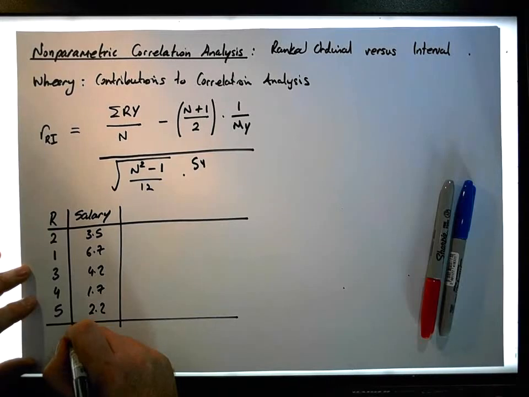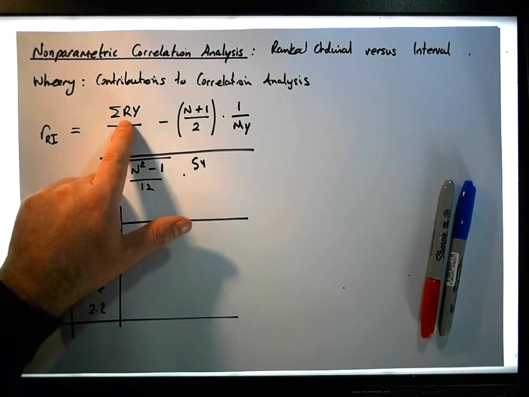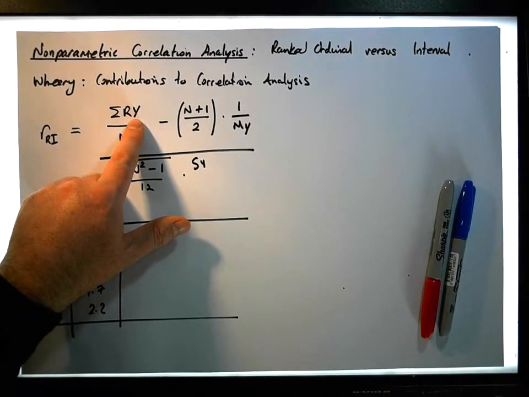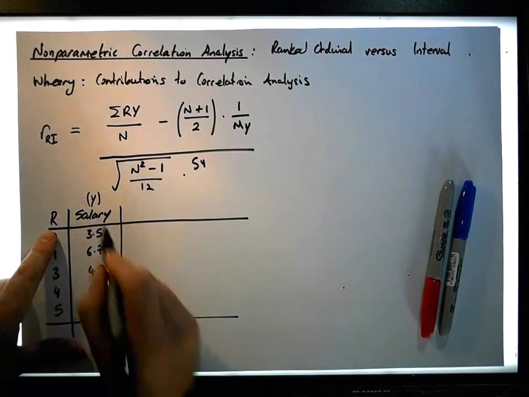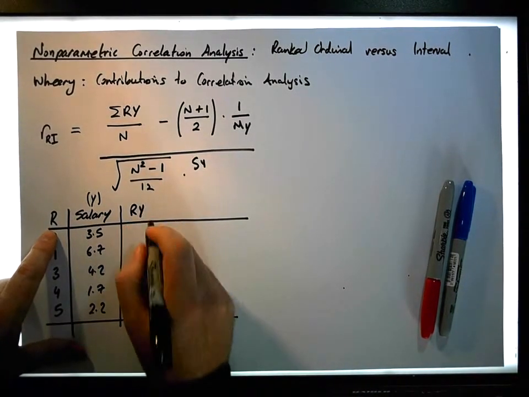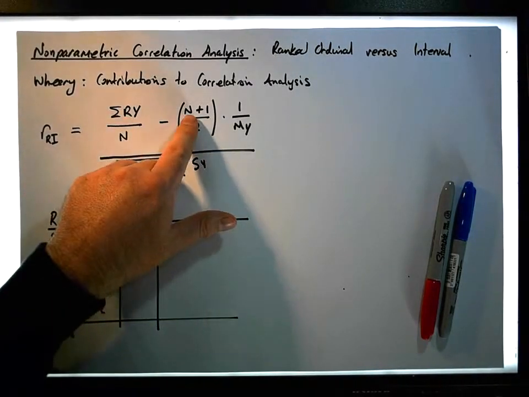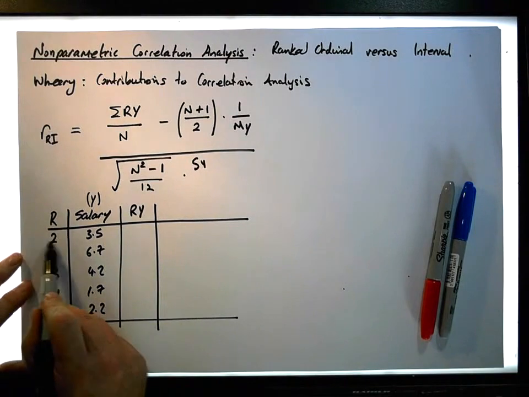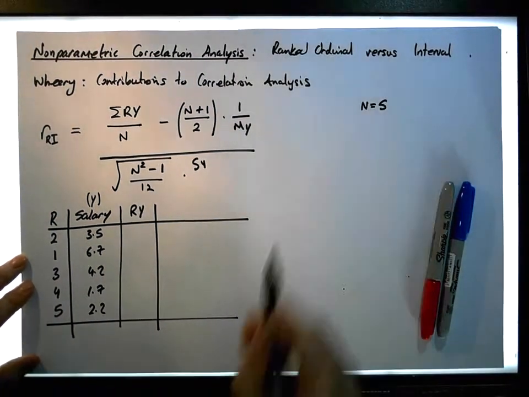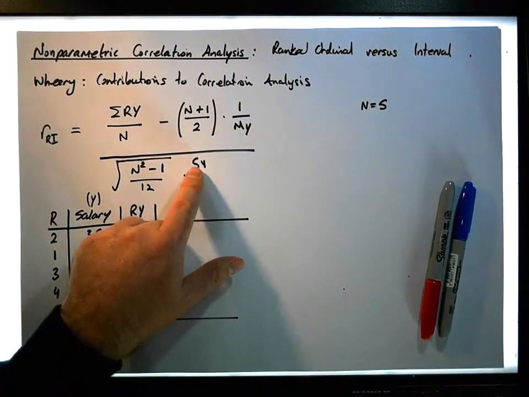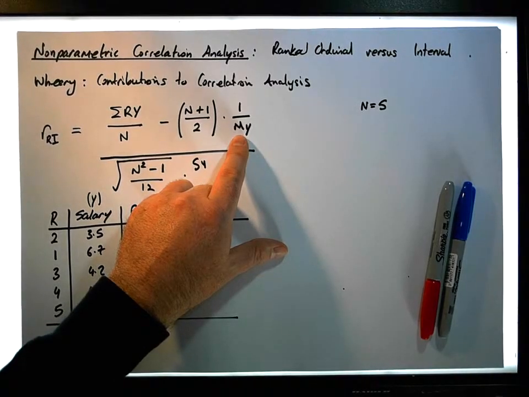So what we need to calculate is, first of all, the sum of the ranks times the score on the interval variable. So don't forget, here's the ranked variable and here's the interval variable y. So we need to calculate Ry. Okay, so we're going to have to do that. We're also going to have to keep track of the number of paired observations. In this case, it's straightforward enough. The number of paired observations n is equal to 5. We're also going to have to calculate the mean of the y variable.